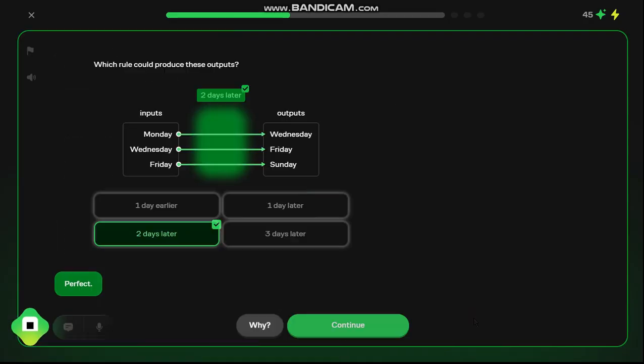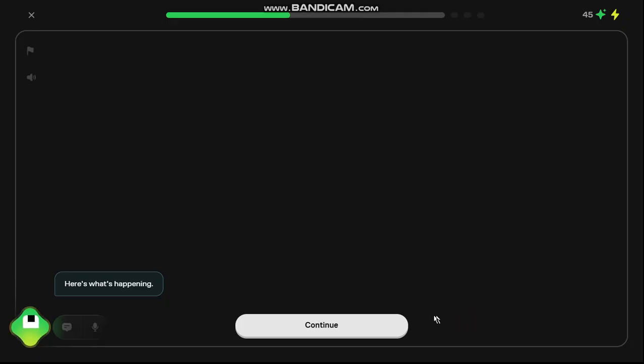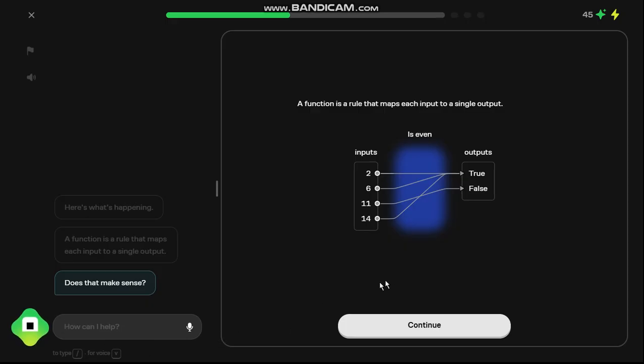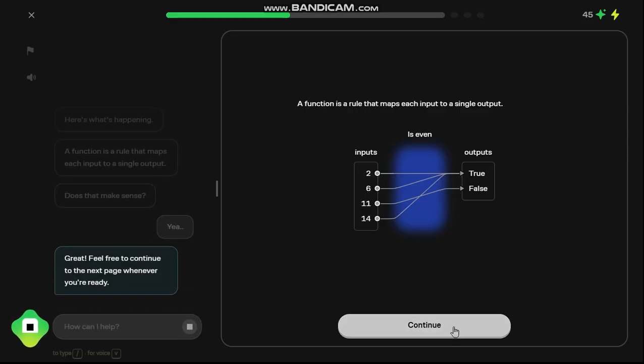Let's continue. Here's what's happening. A function is a rule that maps each input to a single output. Does that make sense? Yeah. Oh yeah, now the picture is back. Continue.